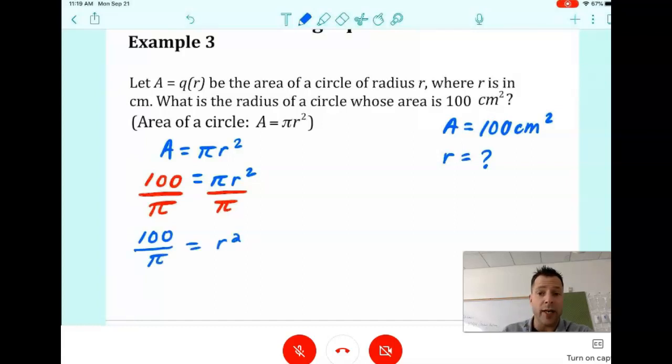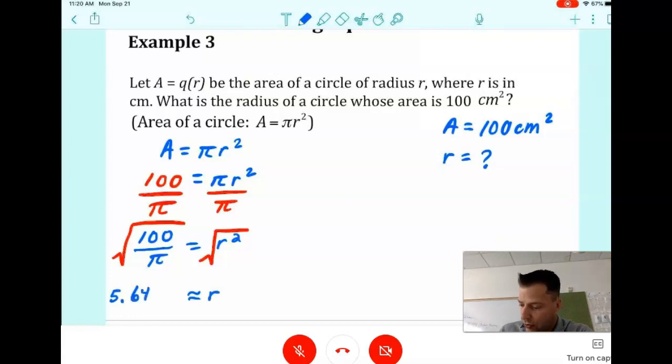To undo a square, we square root both sides. And we only have to look at the positive number since we're talking about the radius of a circle here. We want the radius to be positive. We don't need to think of the negative root there. So we're going to square root both sides, and we can use our calculator here. Take the square root of 100 divided by pi. And so r is approximately 5.642, and that would be centimeters, I believe, because they said radius is in centimeters.